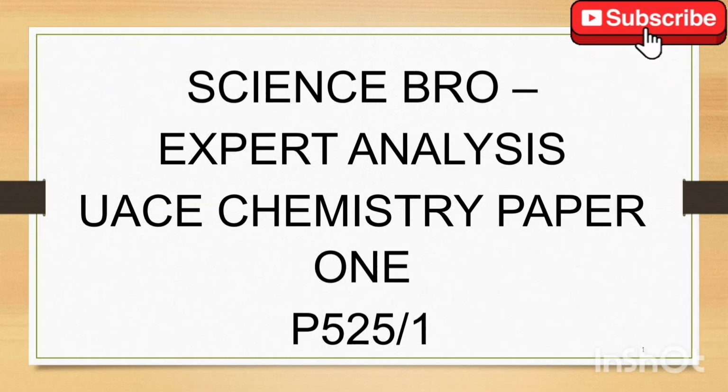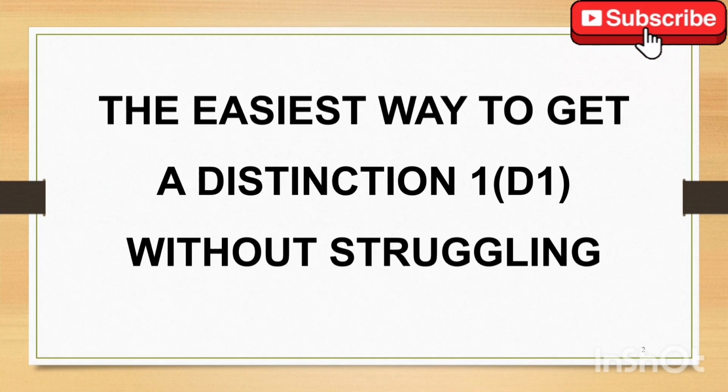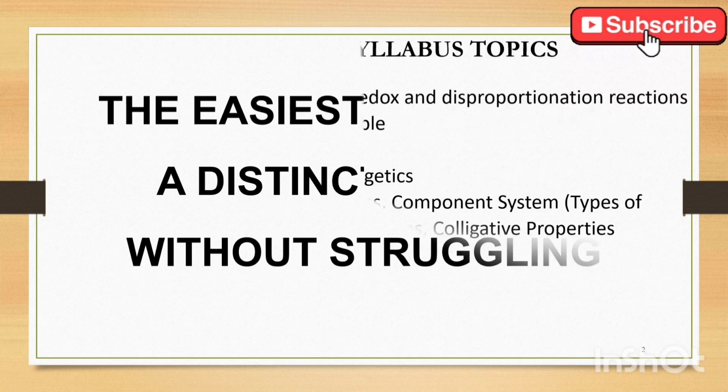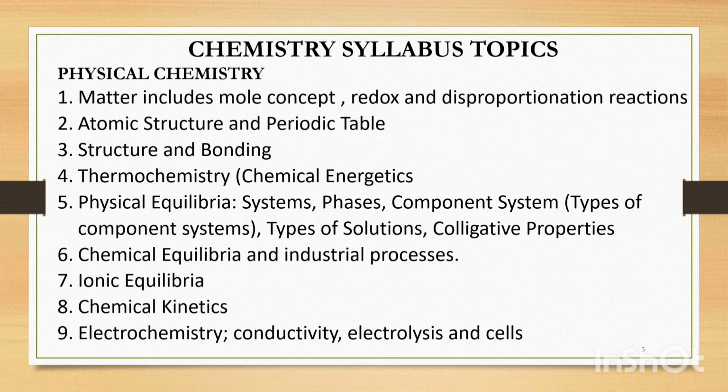Let us look at how you can do well in your Chemistry Paper 1 at A level with flying colors. There we go. Now, the easiest way to get a distinction without struggling at A level. Now let's first look at the syllabus.